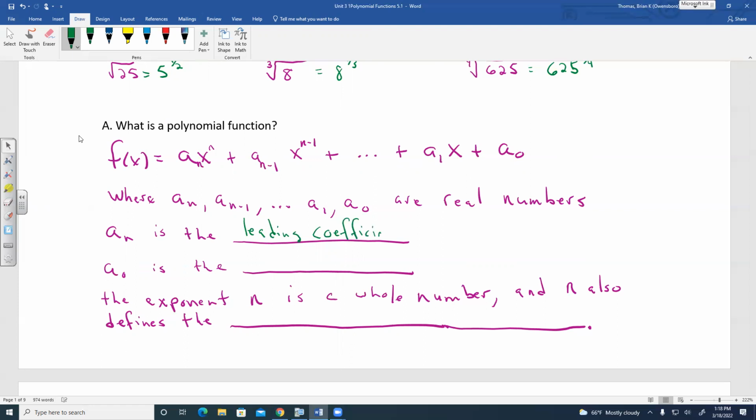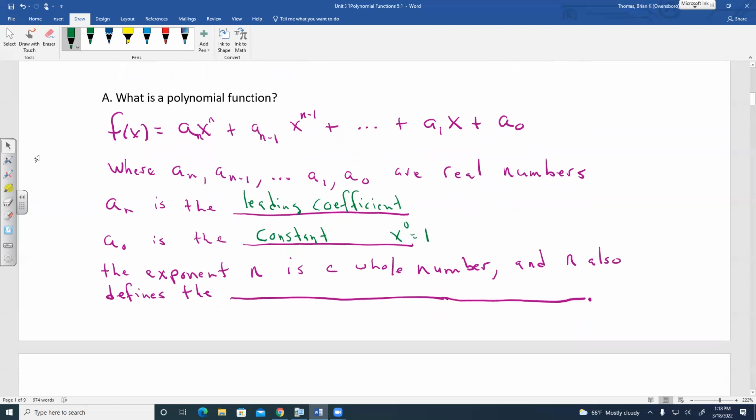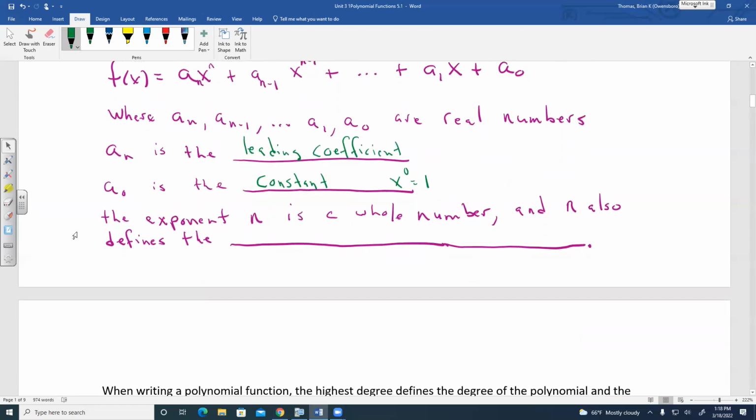Since n represents the highest degree term, a sub n is considered the leading coefficient, the number in front. A sub 0 is going to be the constant. That's just some number without the variable, because remember, when you're dealing with the constant, x to the 0 is actually 1. So the variable drops out on the end. Remember, the degree of the constant is 0. The other thing to pick up on is that the exponent n is a whole number. And n defines the degree of the polynomial. So the highest degree is also the degree of the polynomial.